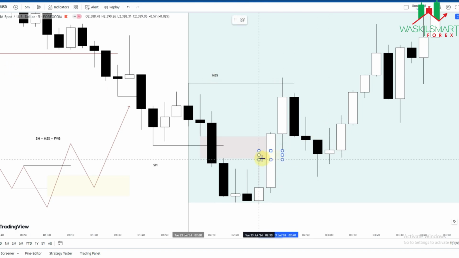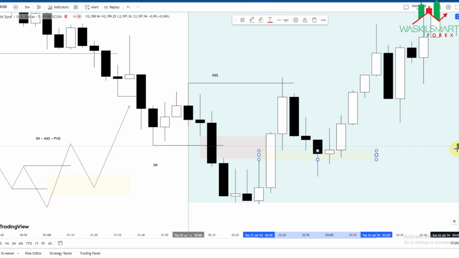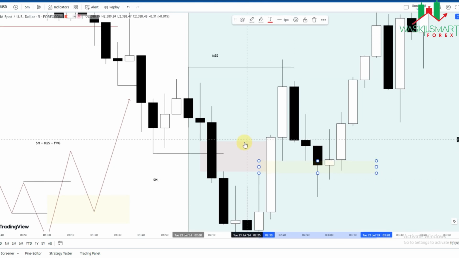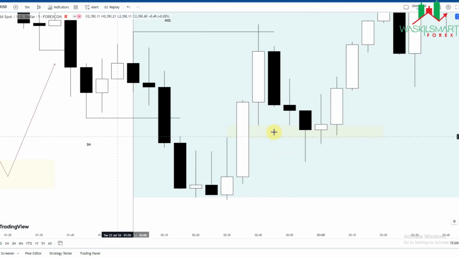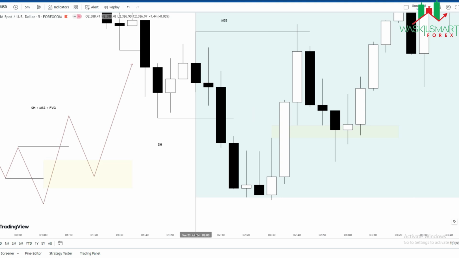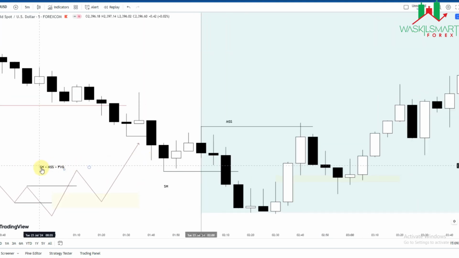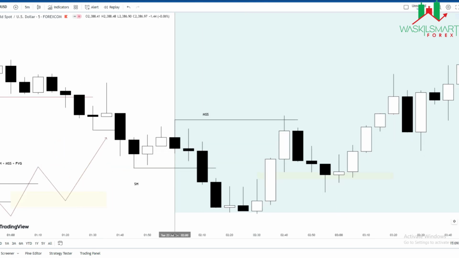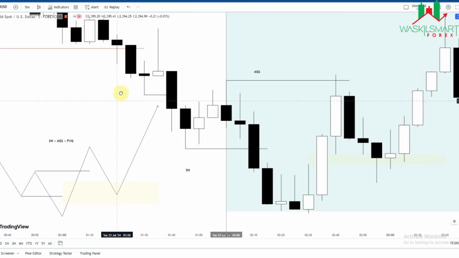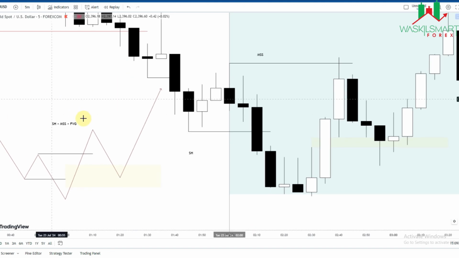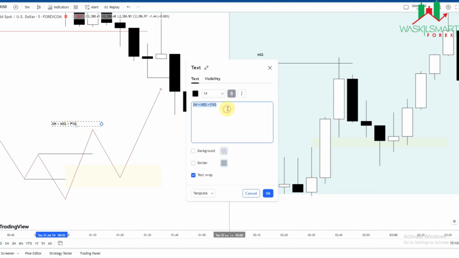So let me zoom out for you. Let me delete this so you can see what I'm talking about. You can see the gap there. That is the fair value gap we are talking about. So this strategy is complete: SH plus MSS plus fair value gap. Now, what makes the strategy complete is that we now add what? Plus KILLZONE.